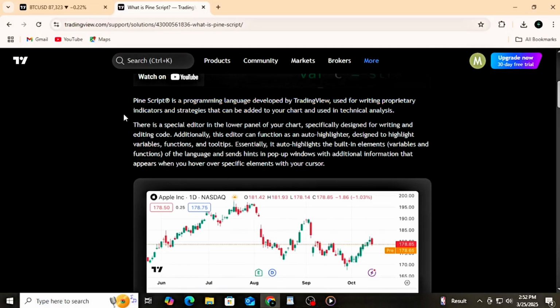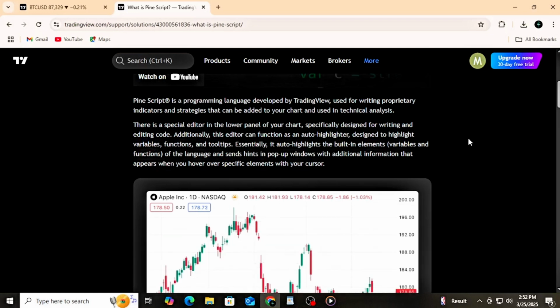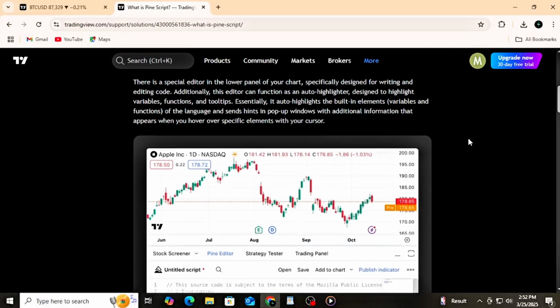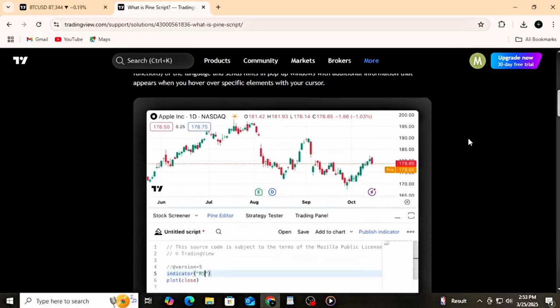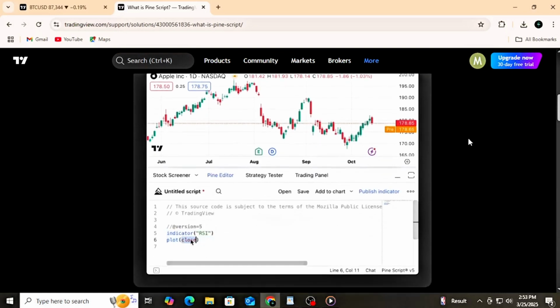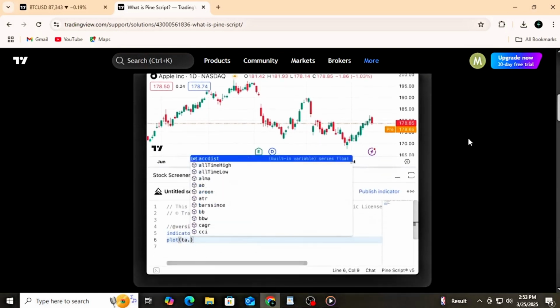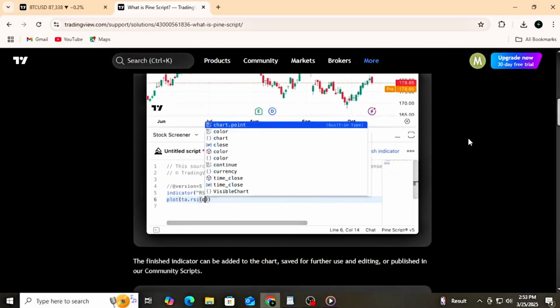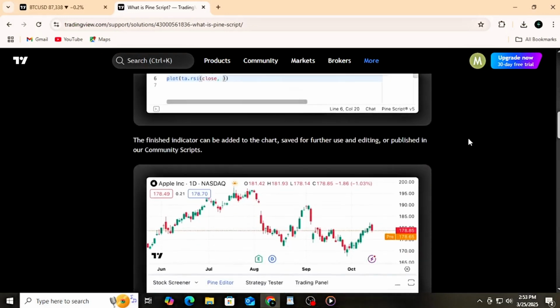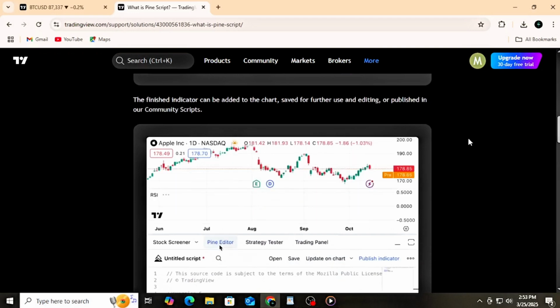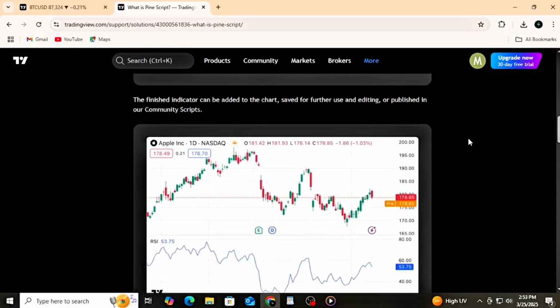This scripting language is designed to be simple, making it accessible even for beginners who have no prior coding experience. PineScript is mainly used for technical analysis, helping traders automate their chart studies and trading decisions. It enables users to customize indicators, create alerts, and develop trading strategies that fit their needs. With PineScript, traders can analyze price movements, incorporate various mathematical functions, and use built-in indicators to enhance their trading decisions.